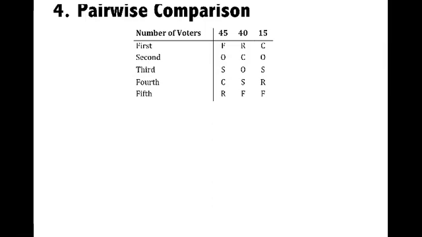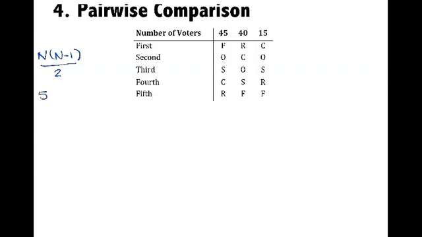This method is much like a round-robin tournament where every team plays every other team. With the method of pairwise comparisons, we will compare each candidate to every other candidate in a head-to-head comparison. For each win, a candidate receives 1 point. For each tie, both candidates receive a half a point. With 5 candidates, we need to do n times n minus 1 over 2 comparisons.